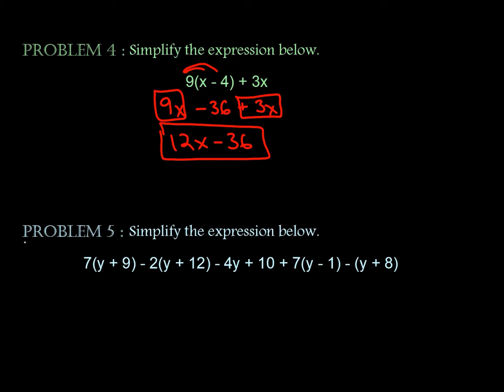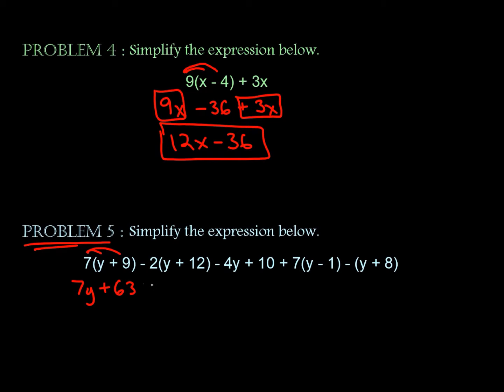Problem number 5. This problem looks more difficult because it has more terms, more things to distribute, but in all actuality, this problem is just as simple as the one before. We're still going to be using 2 steps. Distribute first, then combine like terms. So the first thing I'm going to do is distribute the 7 to the y and to the 9. So that's going to give me 7y plus 63.